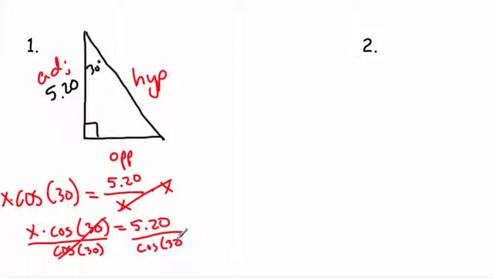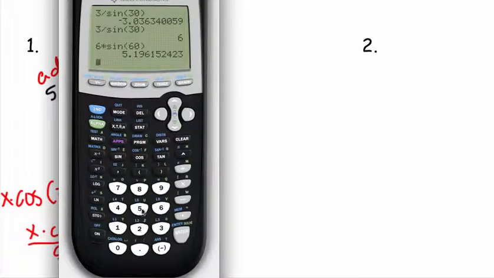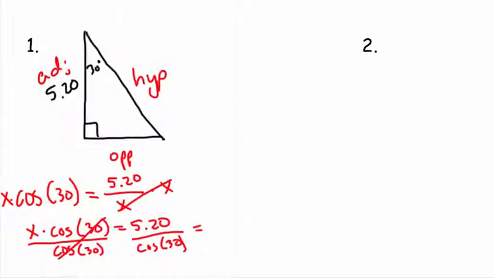So that cancels. So x turns out to be whatever this is. So I'm going to go to 5.20 divided by cosine of 30. And I get 6.00444828. Now, from the previous example, we know this should be 6, so I'm going to say that it's 6. The reason I didn't get 6 exactly in the calculator was because I had rounded this 5.20. If I hadn't rounded that, I would have gotten 6 perfectly.